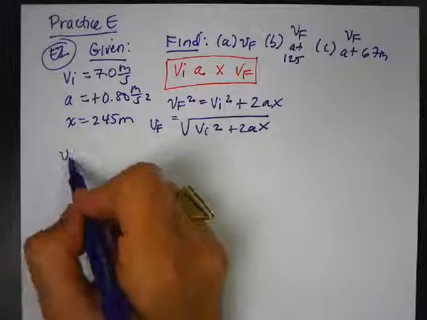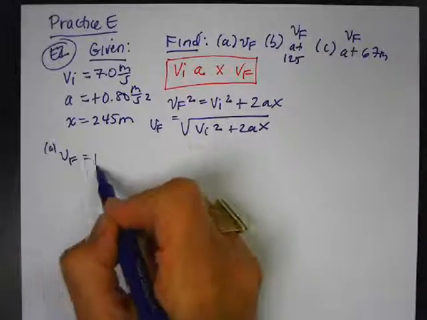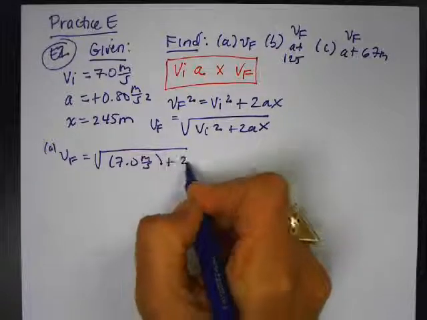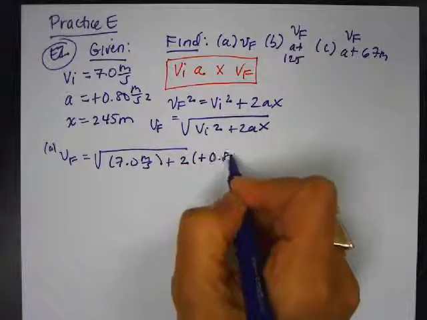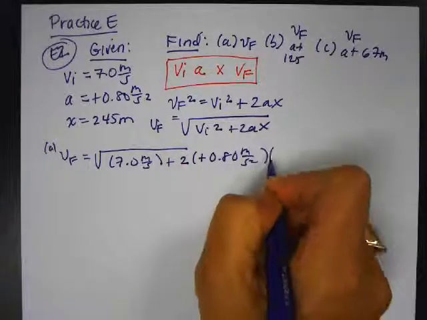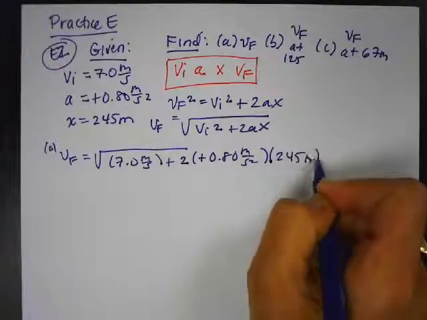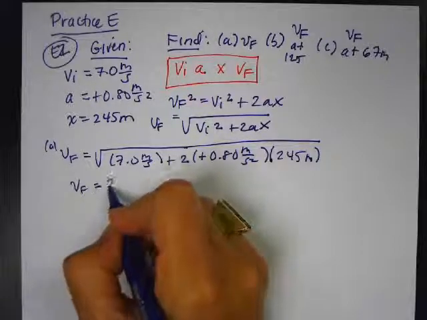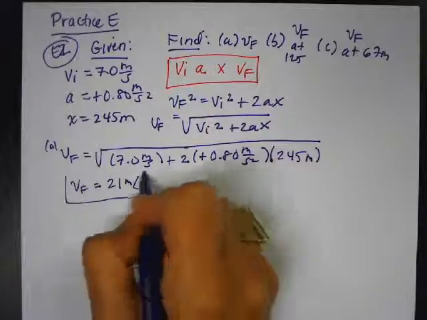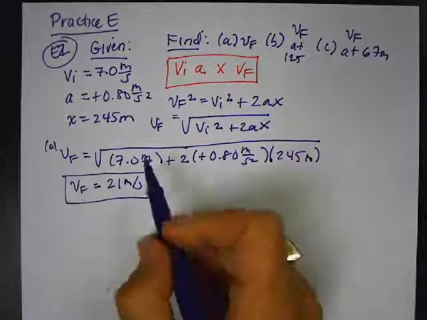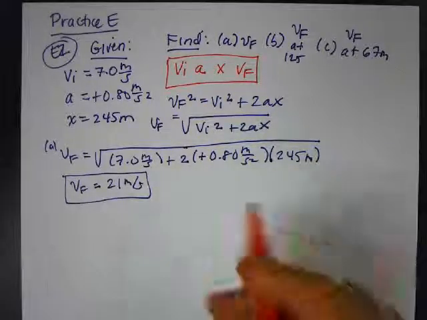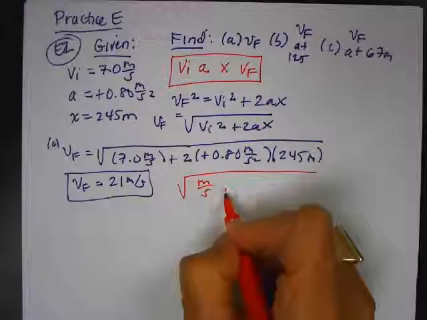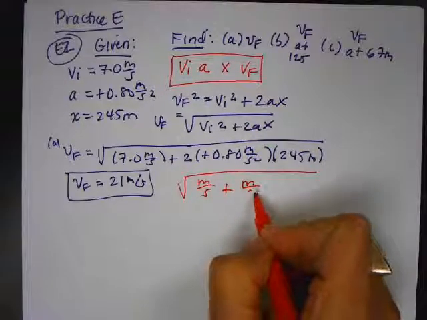And now when I solve for VF, for part A, VF is equal to the square root of 7 meters per second plus 2 times 0.8 meters per second squared times 245 meters. So now when I put that on my calculator, VF comes out to be 21 meters per second. Now remember, I want to carry my units through and cancel them. So let's look at my units. Underneath the radical, I have meter per second there, and then over here, I have meter per second squared.